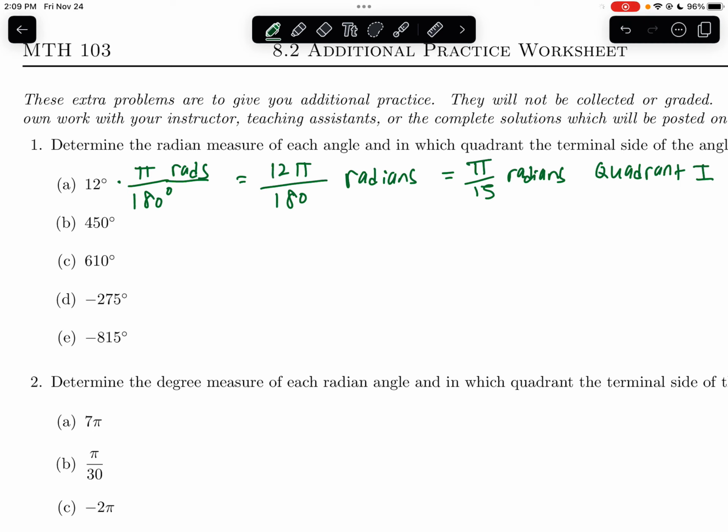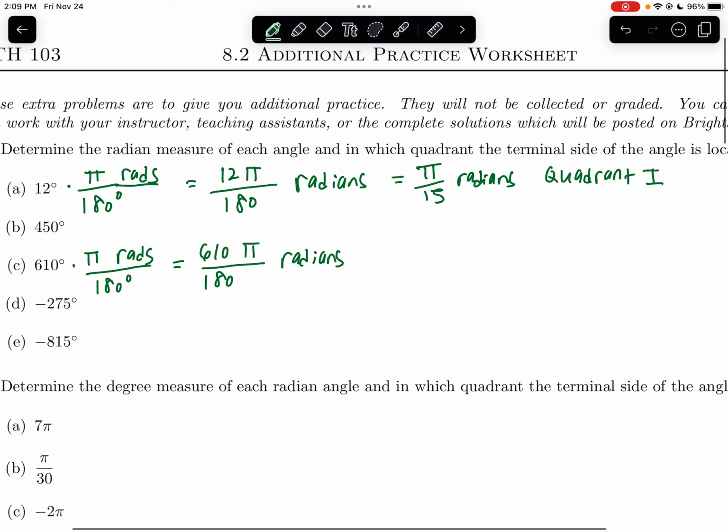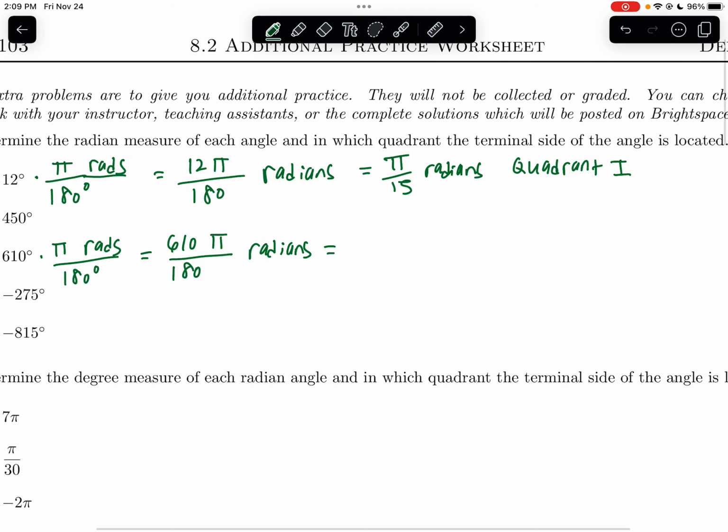Part C, again, multiply by the conversion, either pi over 180 or 2 pi over 360, it doesn't matter. This gives you 610 pi over 180, and this is now radians. So this simplifies to 61 pi over 18 radians.